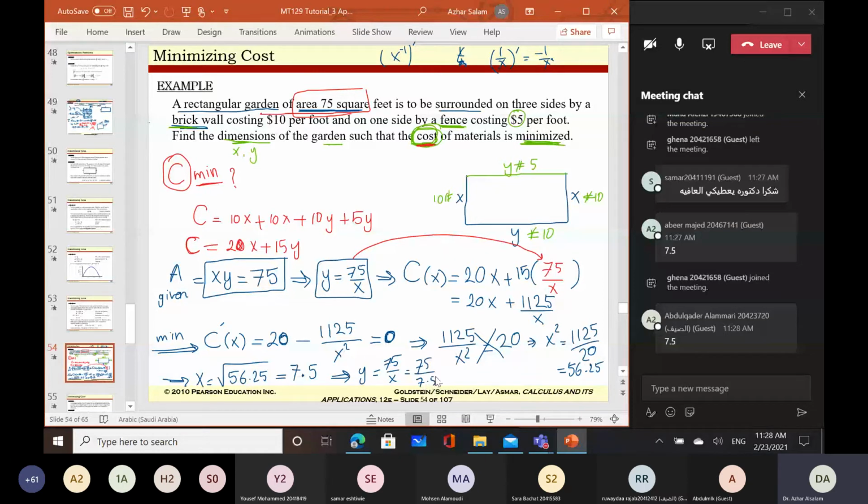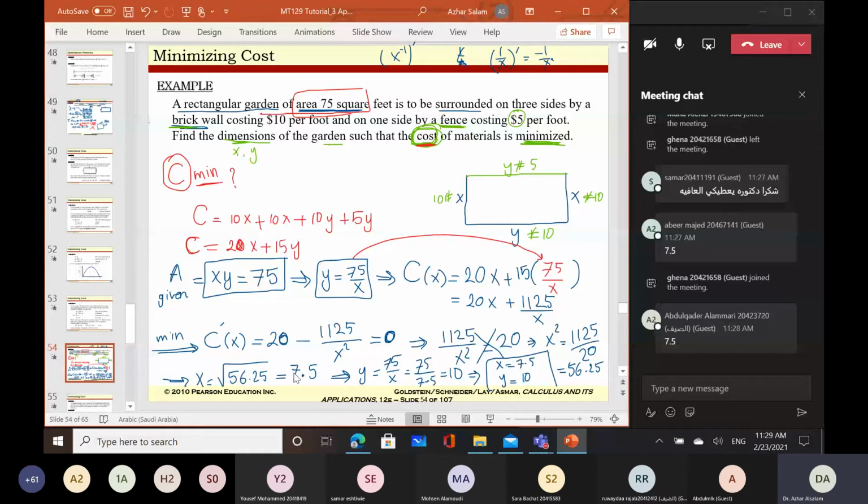7.5. It's obvious that it's 10. The same number but with a decimal point, so it will surely be 10. So here my solution is that the minimum cost will be at the dimensions x equals 7.5 and y equals 10. Notice here I completed my solution with x equal to 7.5, which was the critical point.